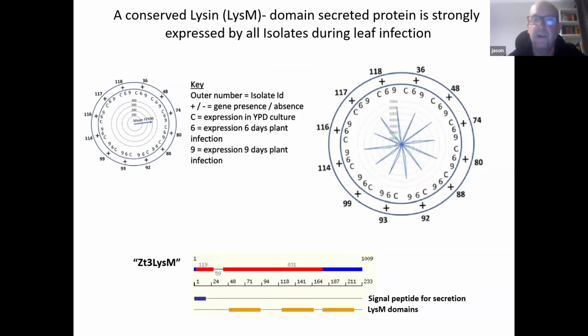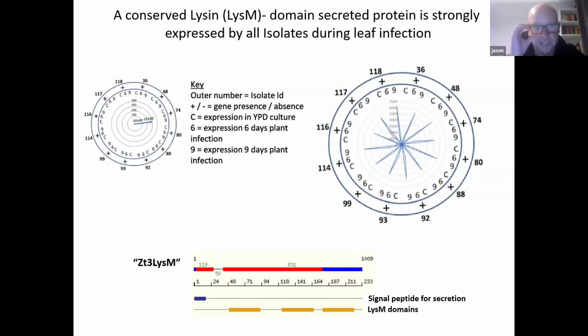What you can see on the right side of the screen there is what I call a wagon wheel plot of relative gene expression. On the very outer rim, the numbers represent the different strains we've tested. The pluses say that it was present and functional in all of those strains. And then the C, 6 and 9 are the expression data for growing in culture, at 6 days during plant infection and 9 days of plant infection. So this particular LysM secreted protein was very consistently and nicely expressed in the same way by all strains and is a core gene.